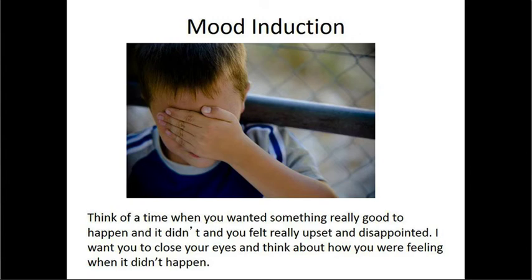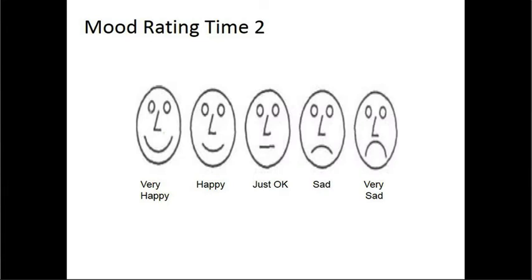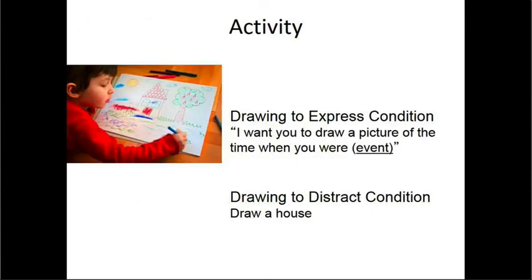So children are told that and are asked to do that, and then they close their eyes for about 30 seconds to a minute, and then they recall the event to the experimenter. We then ask children again to rate how they're feeling from very happy to very sad, to make sure that their mood did go down after thinking about that sad event. And then we randomly assign them to one of 2 conditions. So we have an express condition and a distract condition.